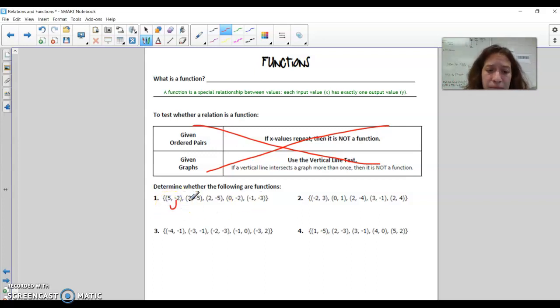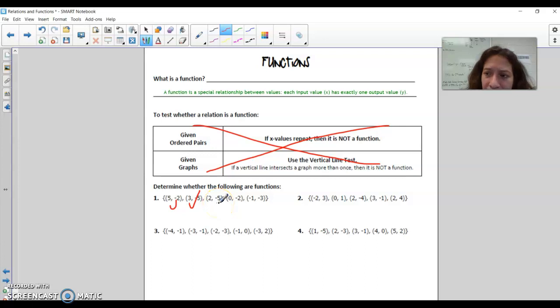Let's check 3. I pop 3 into the machine. It pops out a -5. Okay, cool. 3 gives me -5. Excellent. I don't really care what it gives me. I just need to make sure it gives me the same thing every time I plug it in. So 3's good. There's no other 3's going in. We're good.